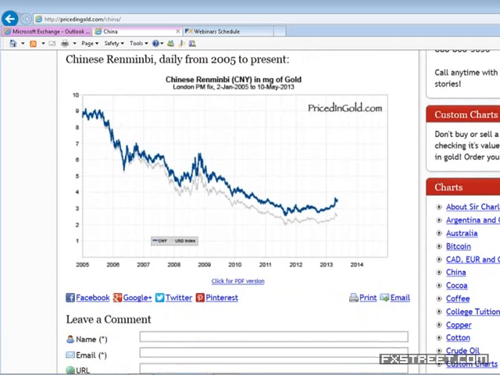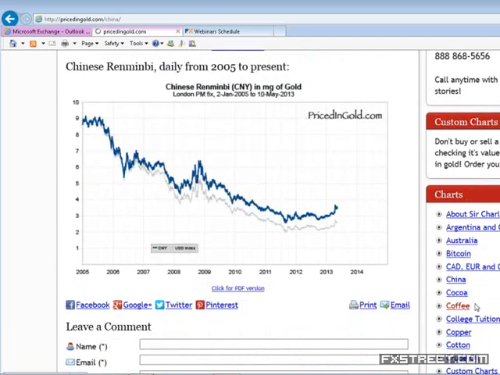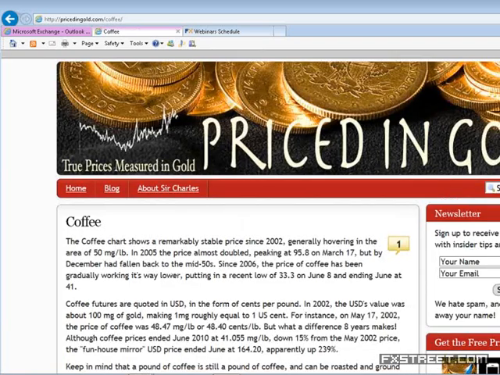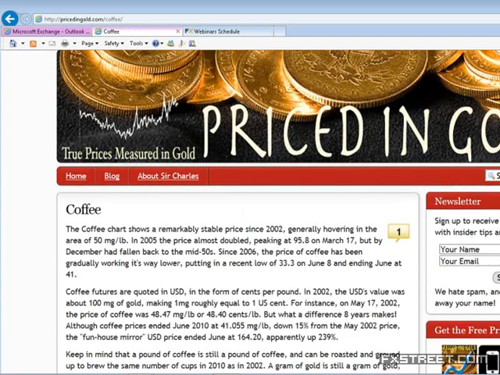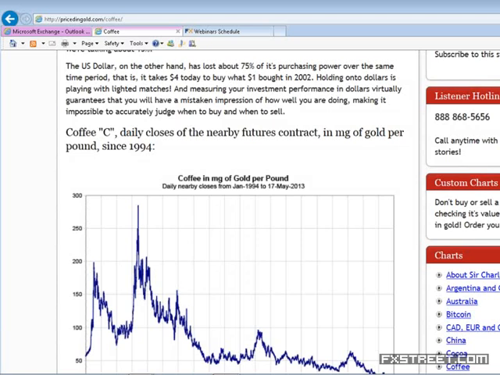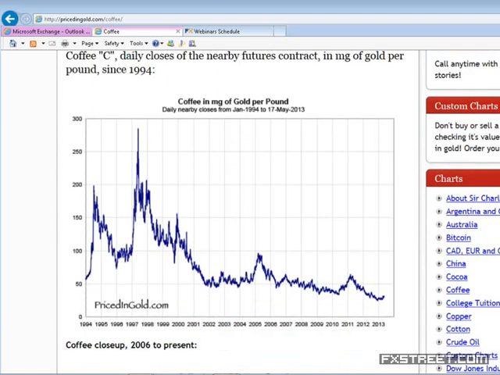Now, let's take a look at coffee. Coffee is the most consumed beverage in the world. Let's take a look at the price of coffee priced in grams of gold. This is coffee priced since 1994 in micrograms of gold per pound.